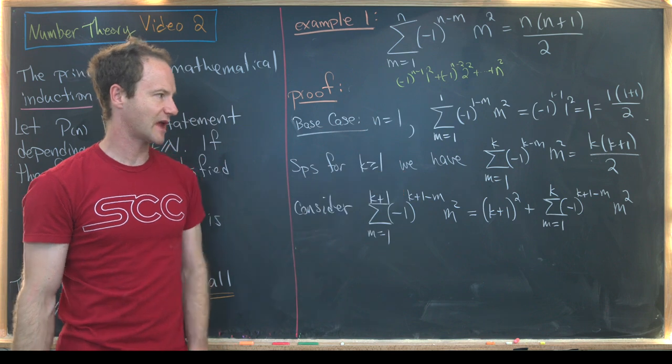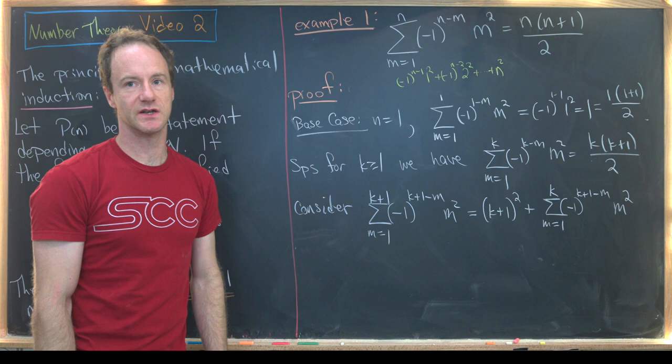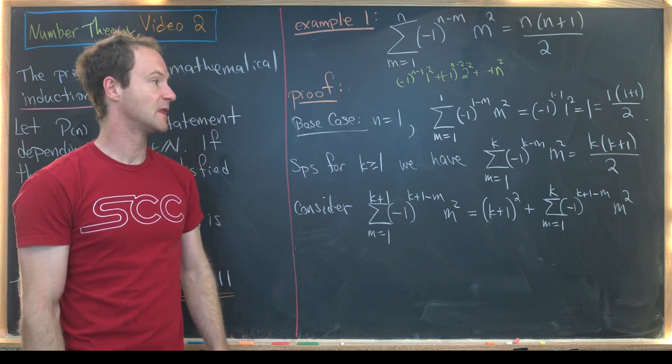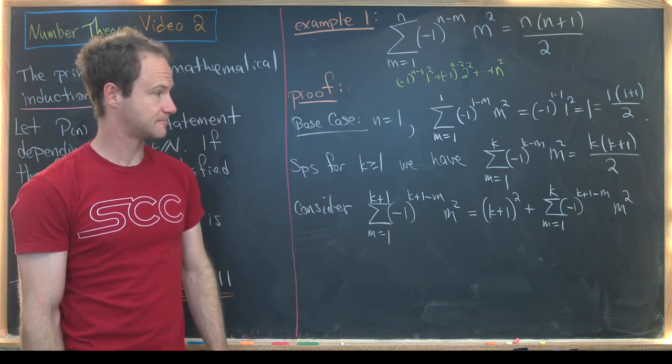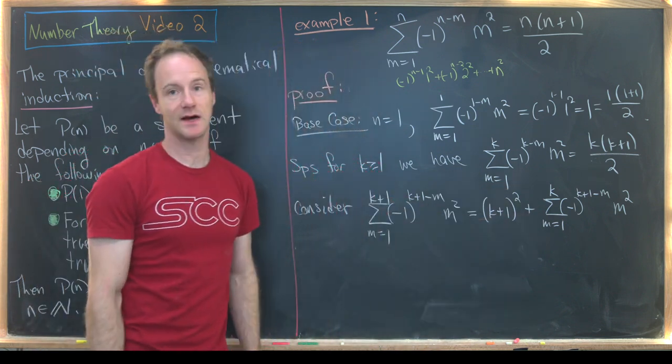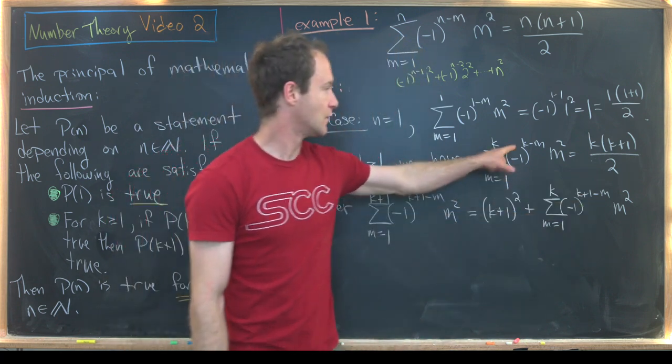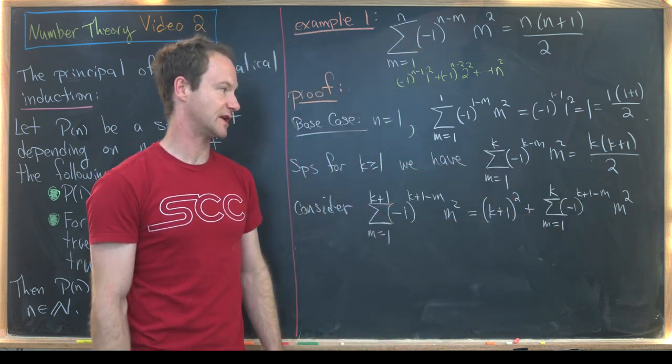But look, that sum that we have left over is not quite in the right form to use our induction hypothesis, but it really almost is. It's only away from the right form by a minus sign. Because notice we've got k plus 1 minus m in the exponent here. We have k minus m in the exponent here.